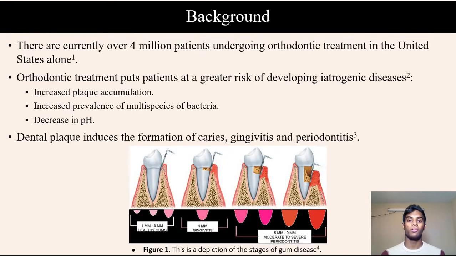To give you a little background of my research, there are currently over 4 million patients undergoing orthodontic treatment in the United States alone. Orthodontic treatment puts patients at a greater risk of developing iatrogenic diseases because the orthodontic devices themselves are a scaffold for dental plaque accumulation. And this dental plaque induces the formation of caries, gingivitis, and periodontitis.